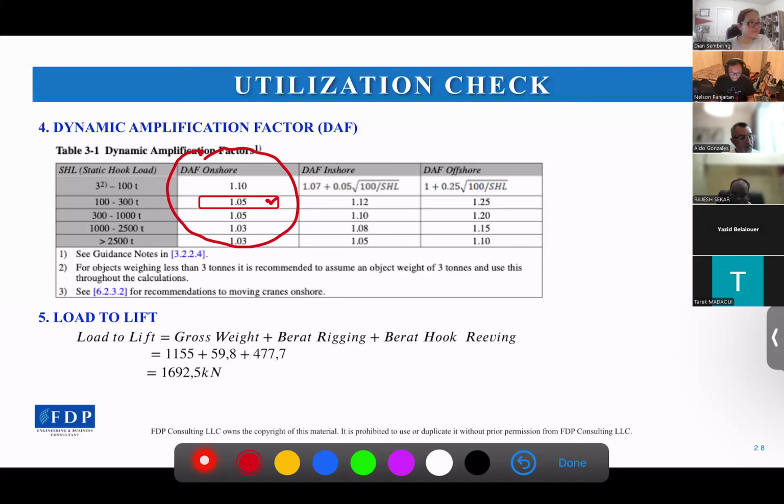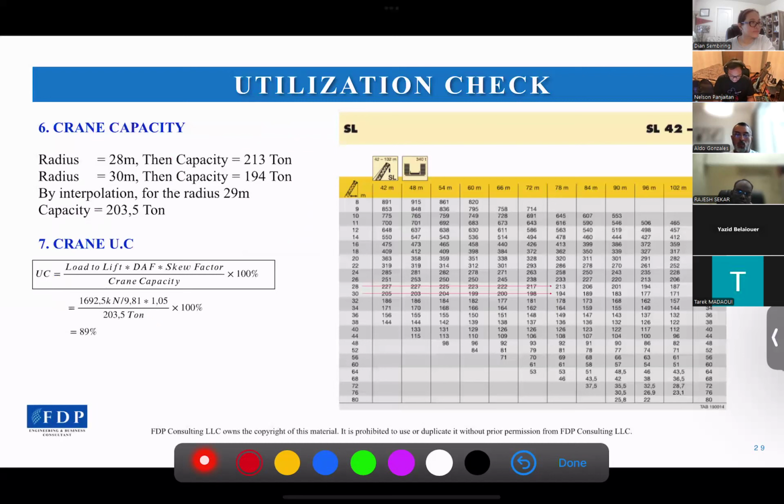And then we calculate the load to lift, which is the gross weight plus rigging weight and hook and reeving weight. Then we get 1,692.5 kilonewton for the load to lift. And then we check the crane capacity in the crane table, but unfortunately there is no capacity for radius 29 meters. So we will use interpolation to get the capacity.